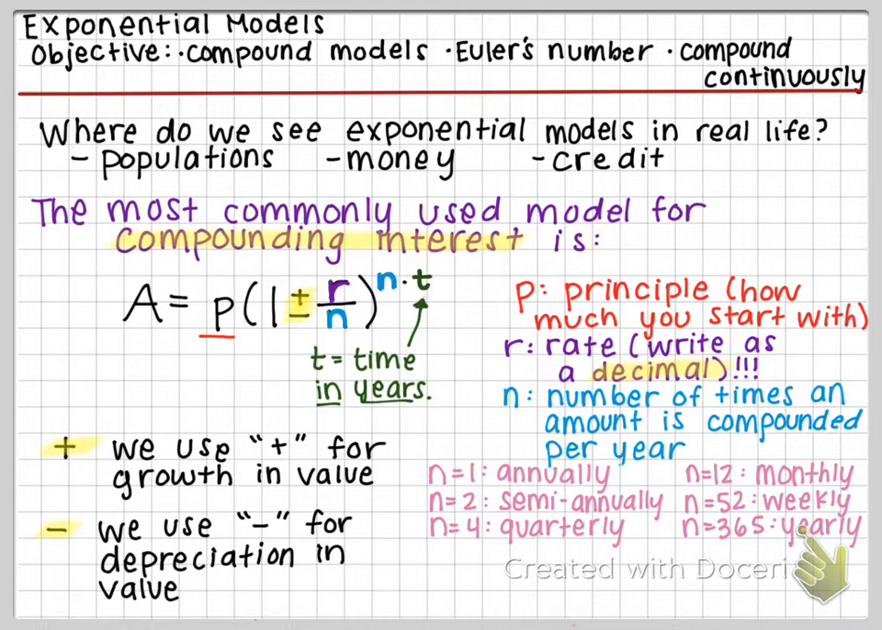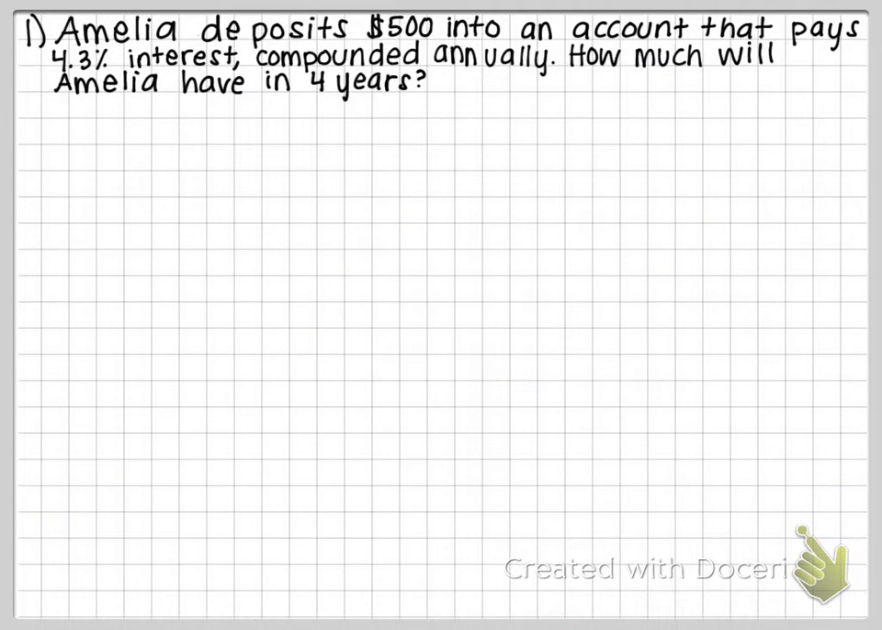Okay? So again, principal is how much you start with. Rate is a percentage, but you write it as a decimal. N is the number of times an amount is compounded per year, so compounded monthly, weekly, yearly, and so on. And then T is the time in years. We're going to make this a positive if it's growing in value and a negative if it's depreciating or getting smaller in value. So let's look at our first example.